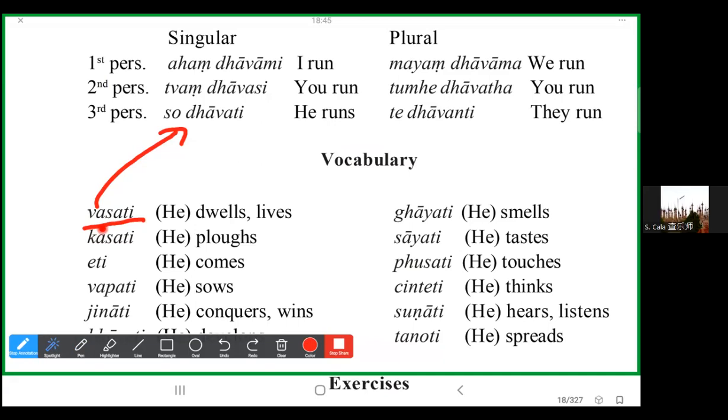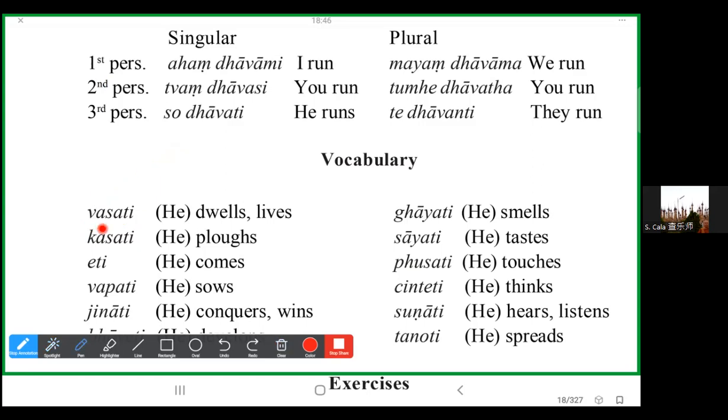Okay. So if I say tuam wasasi, what's the meaning? You dwell. You live. Okay. If I say mayam wasama, what's the meaning? We live. Okay, good. Okay, thanks. Or we dwell. Yeah, we live. Okay, good. Okay, now next person.